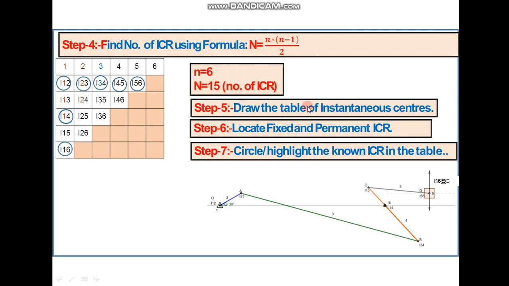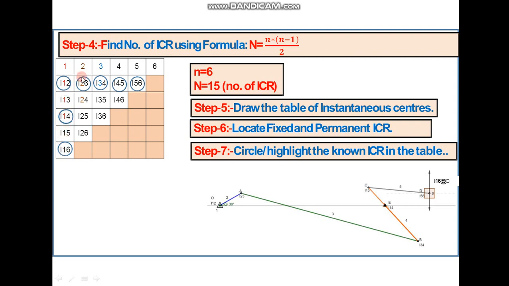Now the next step is to get a table of ICRs. This table gives you all the names of ICRs. How to get this table? Very simple. Just start with the number of links 1, 2, 3, 4, 5, 6. I take 6 columns here because the number of links is 6. Next, start with 1 and take the next link. So 1 with respect to the next link is 2; 1, 2 is 1 ICR. 1 with respect to 3 is another ICR. 1, 3, 1, 4, 1, 5, 1, 6.